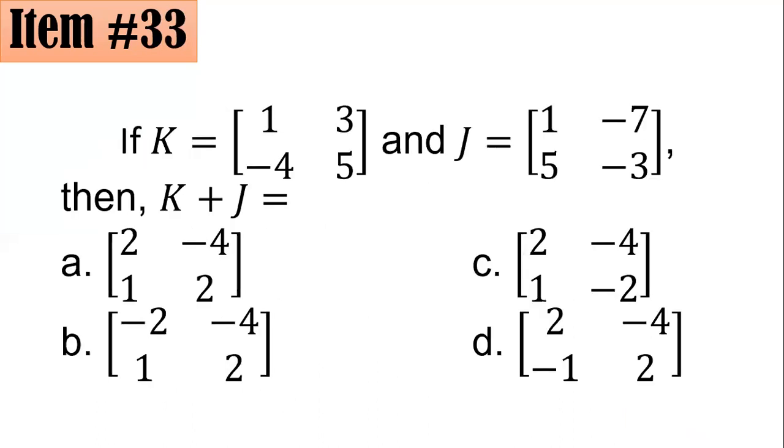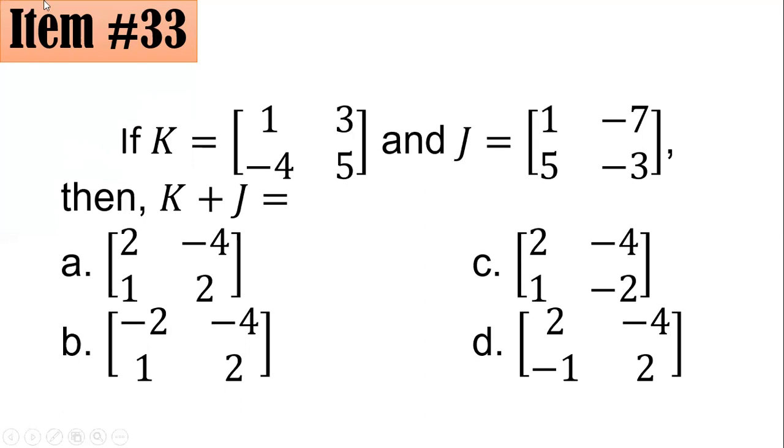33. If K is the matrix 1, 3, negative 4, 5, and J is the matrix 1, negative 7, 5, negative 3, then K plus J is what? Note that we can only add matrices that are of the same dimensions. So this is a 2 by 2.